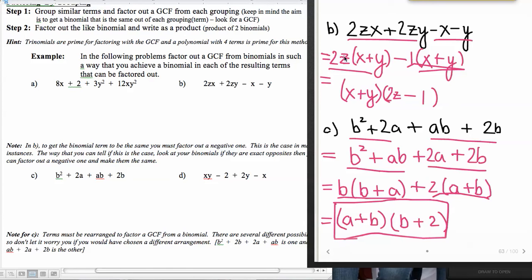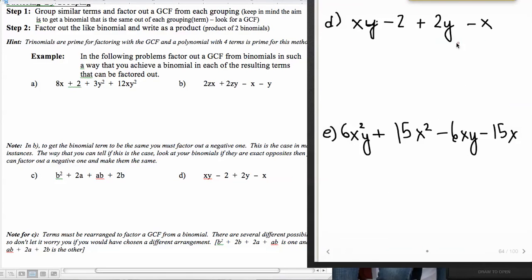So sometimes it's important that we realize we might have to reorganize these. You never have to get very carried away. Just flip-flopping the middle terms is all it takes. There are only two different possibilities: it's either the way it's written, or if you flip-flop the middles, those are the only ones you have to check. All right, now moving on to our next one.